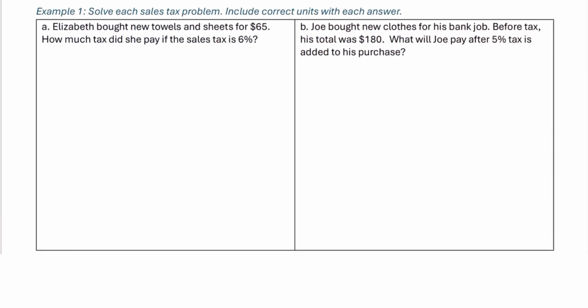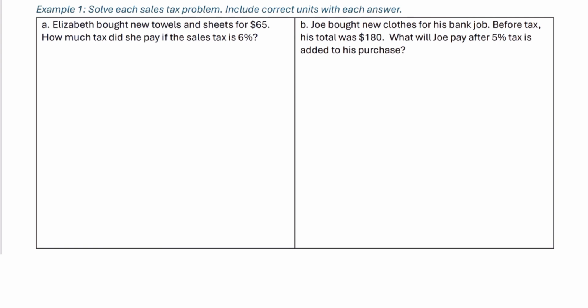Elizabeth bought new towels and sheets for $65. How much tax did she pay if the sales tax is 6%? We can use the equation or the proportion to set this up. It doesn't matter which one we use. It's up to you. In this first example, I'll use the equation.